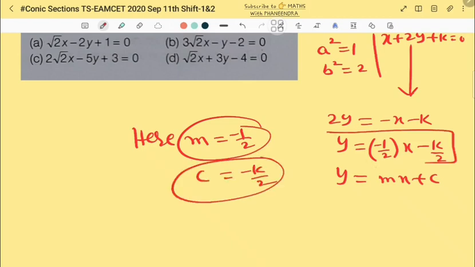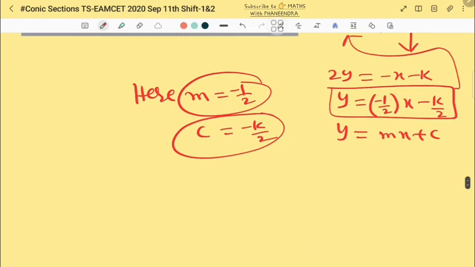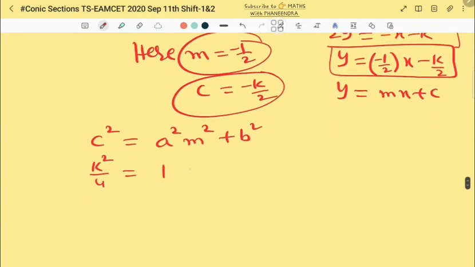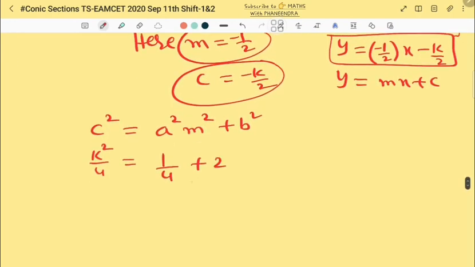This line is tangent to the ellipse. So we know that y is equal to mx plus c is tangent to the ellipse. The condition is c square equal to a square m square plus b square. So c square value is what? Minus k by 2 whole square now. So k square by 4 equal to a square value 1, m square. So m is equal to minus 1 by 2 whole square, that is 1 by 4, plus b square. What is b square here? 2. So after taking LCM, k square by 4 equal to 9 by 4. So k square is equal to 9, k is equal to plus or minus 3.